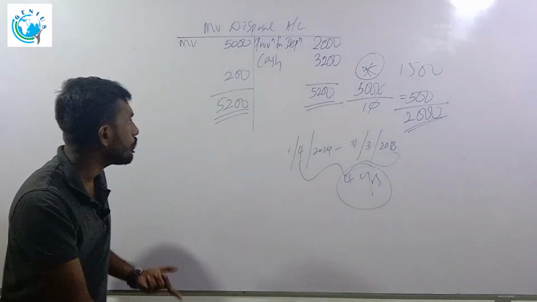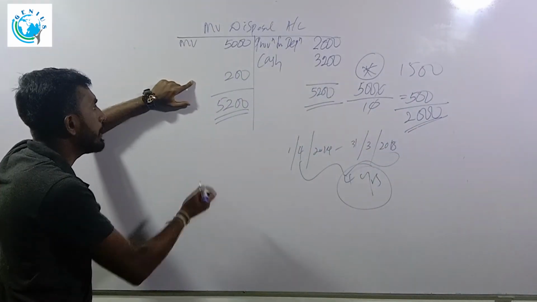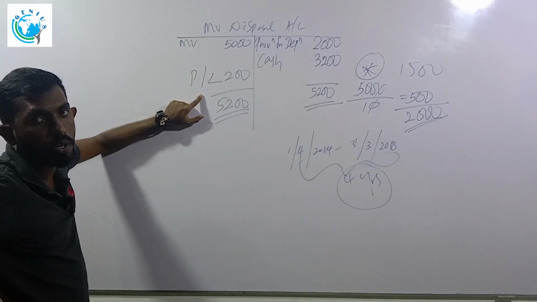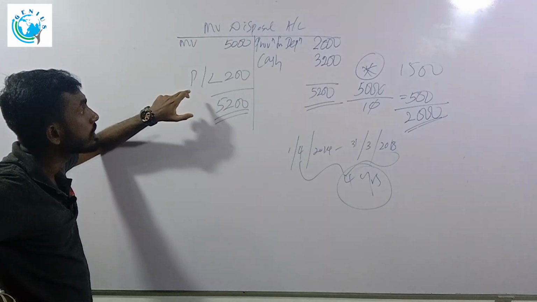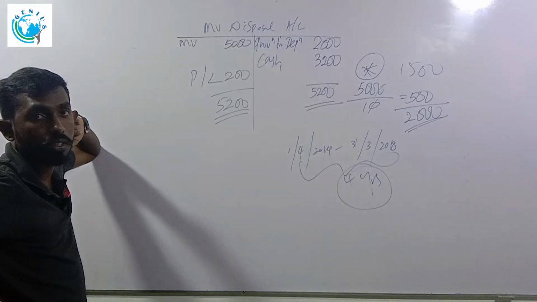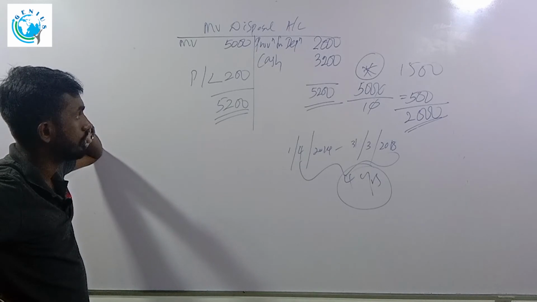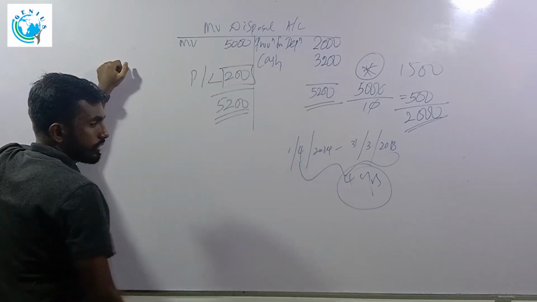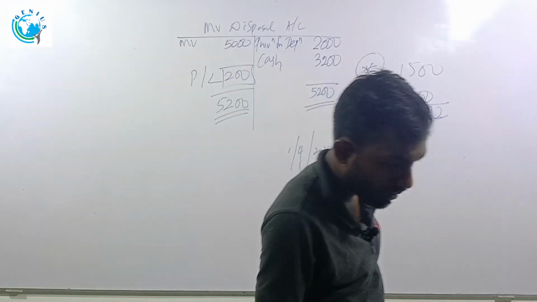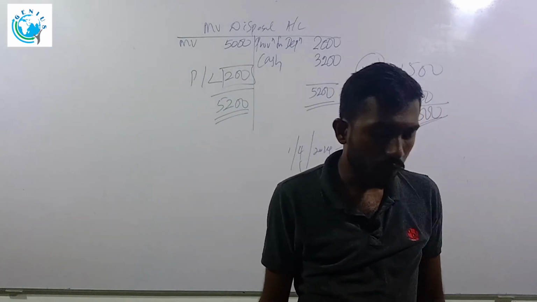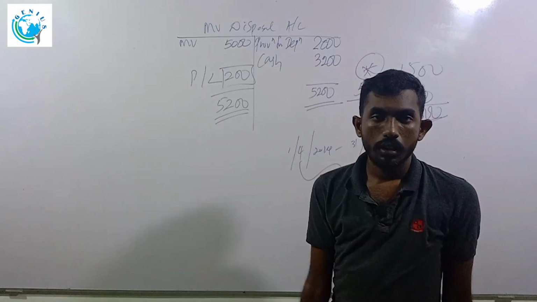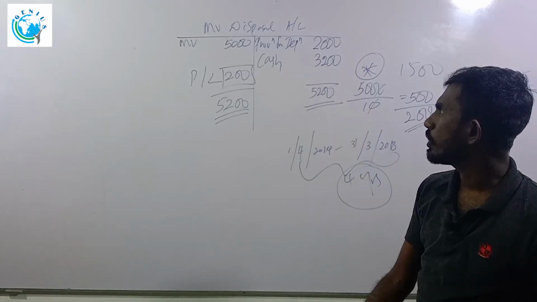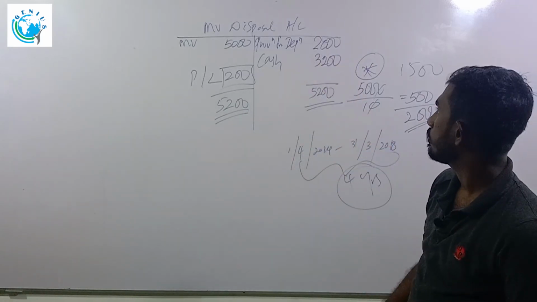Why I am saying it's profit of 200? Disposal account debit, profit and loss account credit. So profit and loss account credit means it's a profit. Right? Okay. So this is an MCQ. So answer is answer number 1, profit of 200.